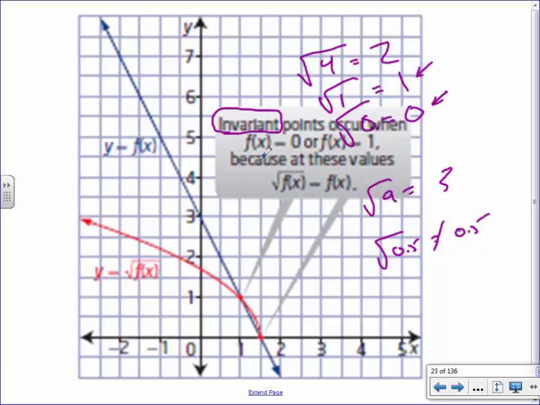And I have to point out, though, we're talking 0 and 1 for what y is equal to. Remember, what we're going to do is take a function and square root that function. So what we're doing is taking a y value and square rooting it. You see how right here, my y value of 1 is the same on both graphs? And here my y value of 0 is on both graphs. I'll make sure it's clear. It's not the x value that stays the same, it's the y value that stays the same.